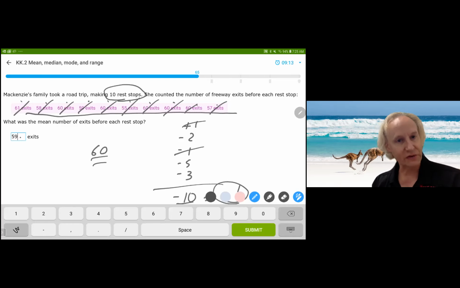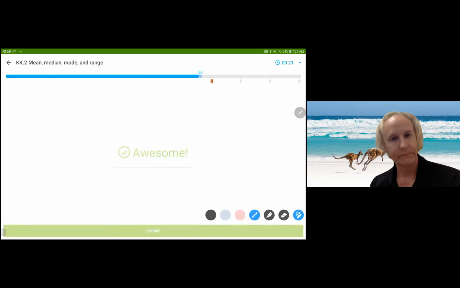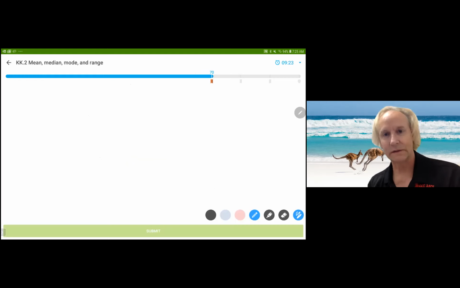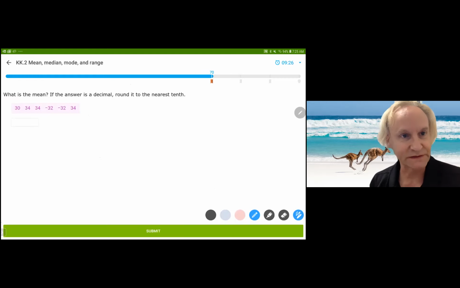Now, those of you who want to try it, add all those numbers together, divide by 10, and what you'll find is that it's exactly 59. I think you'll like that method of differences. Now, this time we'll do it both ways.